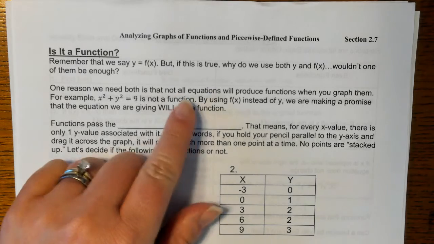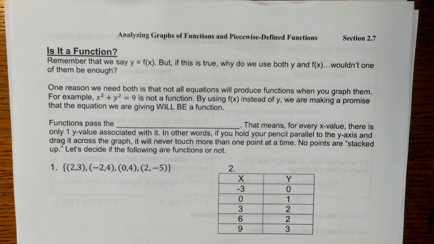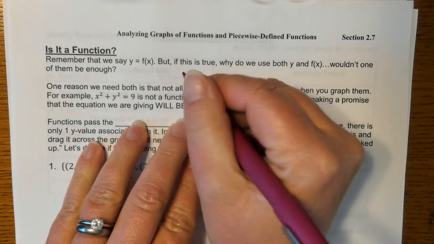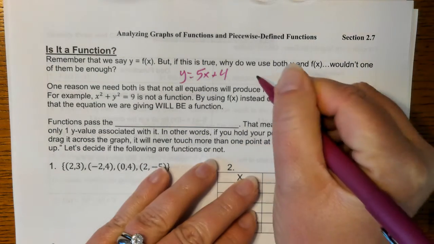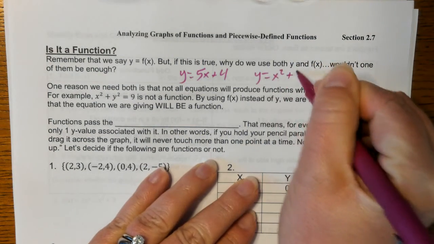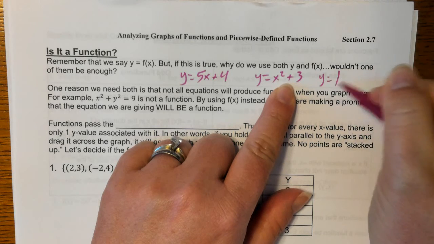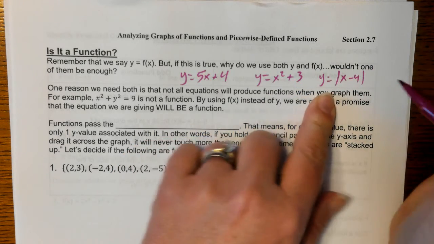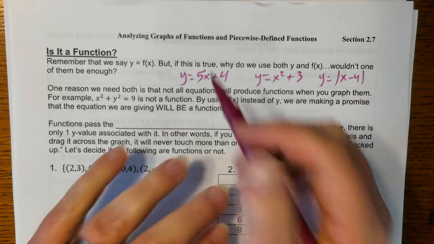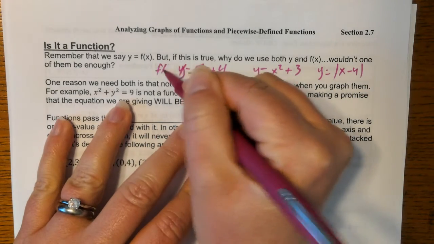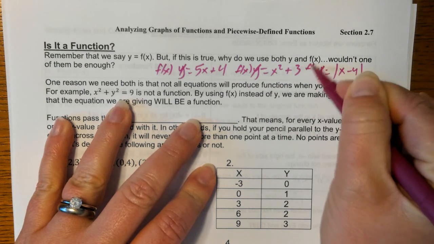The reason that we need both of them is that not all equations are going to produce a function when you graph them. For instance, y equals 5x plus 4, that's going to be a line. y equals x squared plus 3, that's going to be a parabola shifted up 3 units. y equals absolute value of x minus 4, that's going to be the V shape moved to the right 4 units. Okay? And in each of these cases, we could replace y with f of x, and that would be fine. These are all functions.